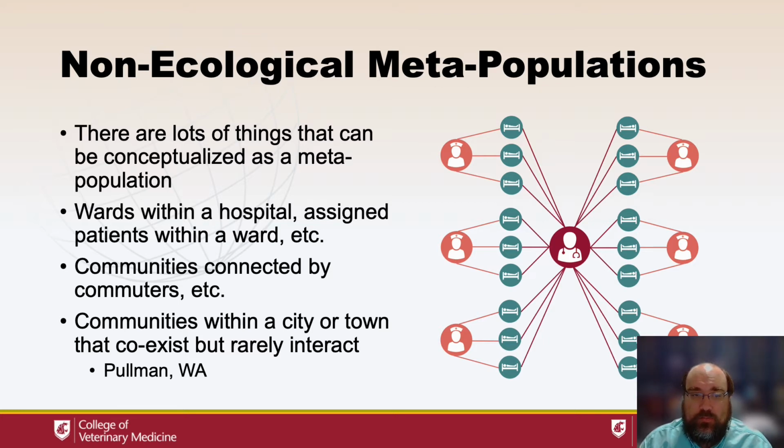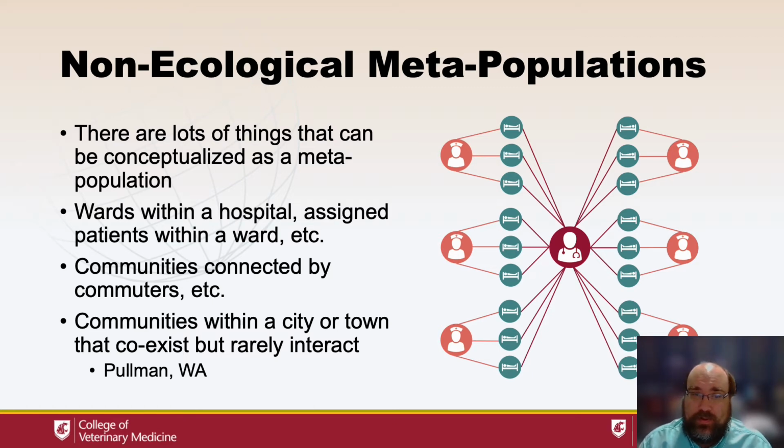And then communities within a city or town that coexist but rarely interact. Right now, for example, we're working on a model in Pullman, Washington, where it appears our student population and our adult population don't interact with each other very heavily, and so can be considered metapopulations, even though they essentially live in the same geographic space.